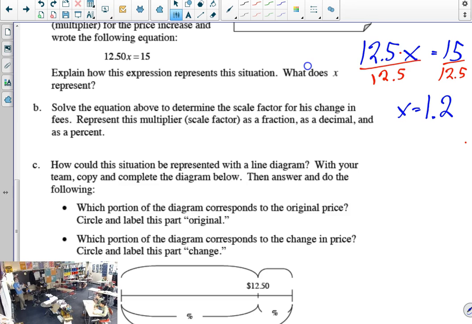But so we know immediately x has to be more than 1, because we got bigger. That's how we know something increased. We went up, so I multiplied by over 1. If we multiply by 0.8, that would actually decrease our price. Now, what you did was 12.5 divided by 15, which tells you that the old price is 80% of the new price.